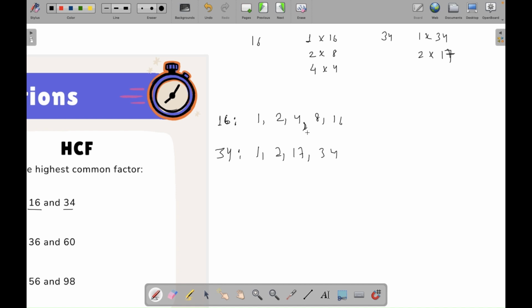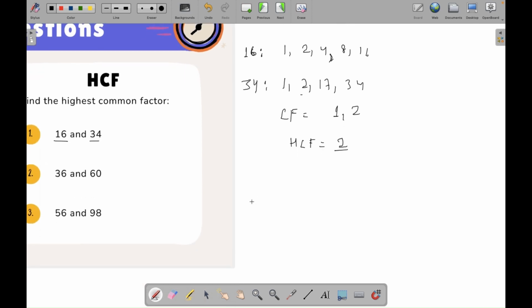Now if you look at the common factors, one is a common factor. So 1 will always be a common factor. Then we'll have 2. So 2 is a common factor of 16 and 34. So 1 and 2 are the common factors, out of which 2 is the highest common factor. Right? So common factors are 1, 2. The highest common factor is, which is highest among 1 and 2? 2. So 2 is the HCF of 16 and 34.